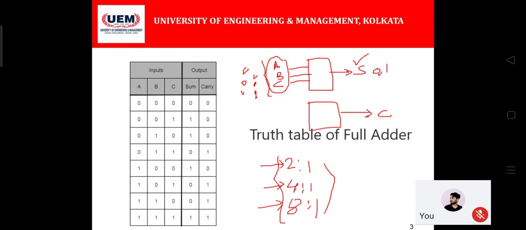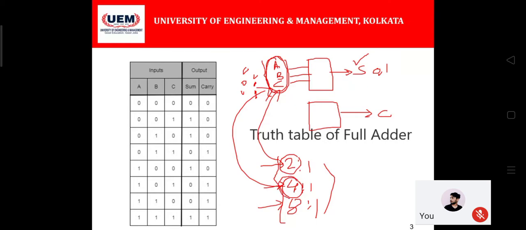Sir, 8 is to 1. No, we will not be using that. 4 is to 1. So we will be going closest and highest. Closest and highest means 2 is to 1 and 4 is to 1. Both are closest to 3, right? They both are close to 3, but 2 is less than 3. That means if I use a 2 is to 1 multiplexer, I can never implement 3 input signals in a multiplexer. So what do I go with?